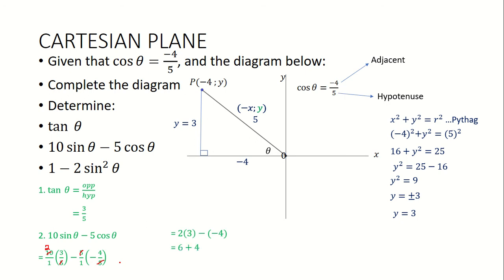So that's what I'm going to have. 2 times 3 minus -4, and that will give me 6 plus 4. 6 plus 4 will simply give me 10. Okay, and that's how you will solve for it.